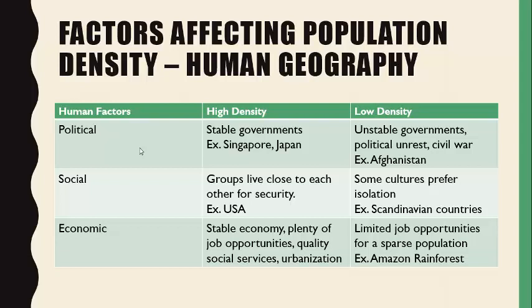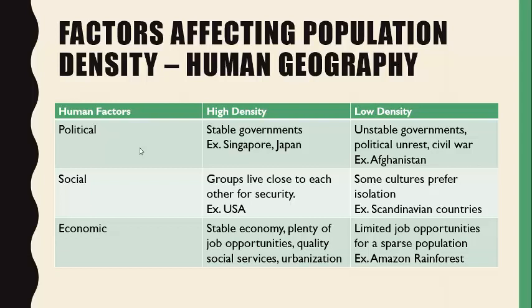There are social factors which affect population density. Some groups might want to live close to each other for security. So think of the US and people wanting to live in cities. On the other hand, there might be a cultural bias against living near people. Some cultures might prefer isolation, and this is something we find in some Scandinavian countries.